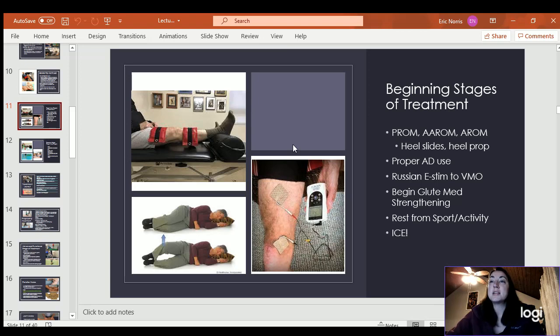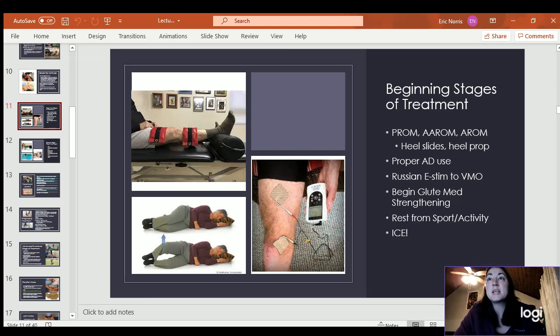All right, beginning stages of treatment. This is just in general for a knee patient, especially a surgical patient. What you would do initially after a surgery or after an injury to the knee. And then we'll go through the specific knee problems and how that affects treatment. So we would do passive, active assistive, and active range of motion depending on what's allowed.